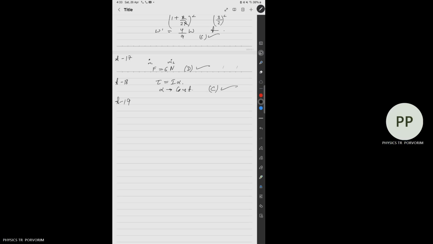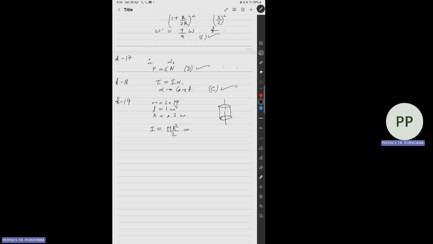19th, a solid cylinder of mass 20 kg has length 1 meter and radius 0.2 meter. The moment of inertia about the geometrical axis? So this is the cylinder and this is the geometrical axis. If we see the cylinder from above, we will see the shape of a disk. So the moment of inertia about the geometrical axis will be mr square by 2. This is the moment of inertia of the disk.